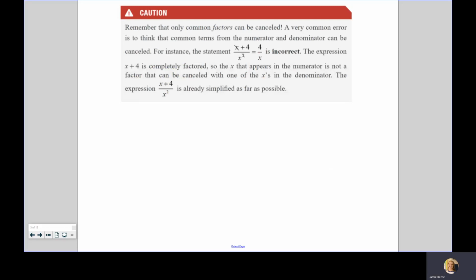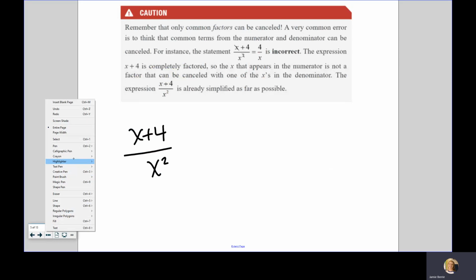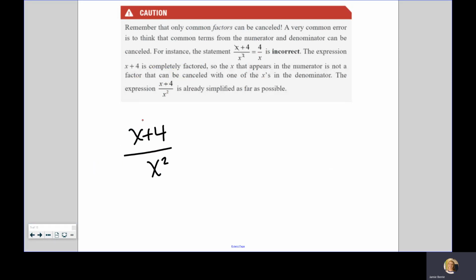All right. So just a word of caution here. This is a super common mistake. It says, remember that only common factors can be canceled. A common error is to think that common terms from the numerator and denominator can be canceled. For instance, if you have something like x plus 4 over x squared, sometimes people will think, oh, okay, well, there's an x in the top and an x in the bottom, so I can just cancel one of each. You're not allowed to do that.